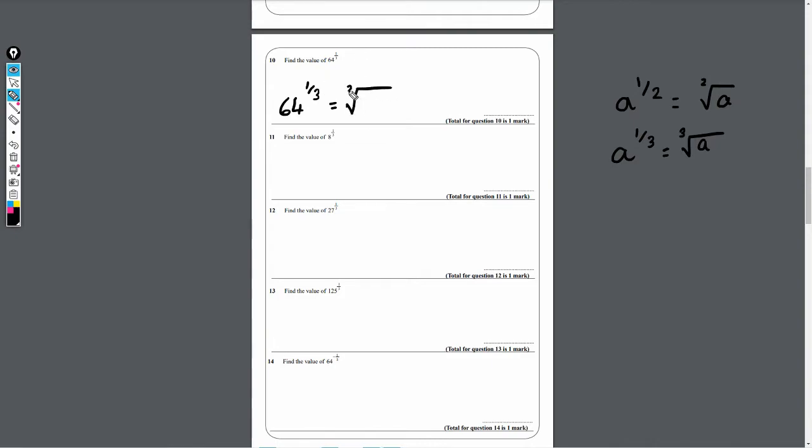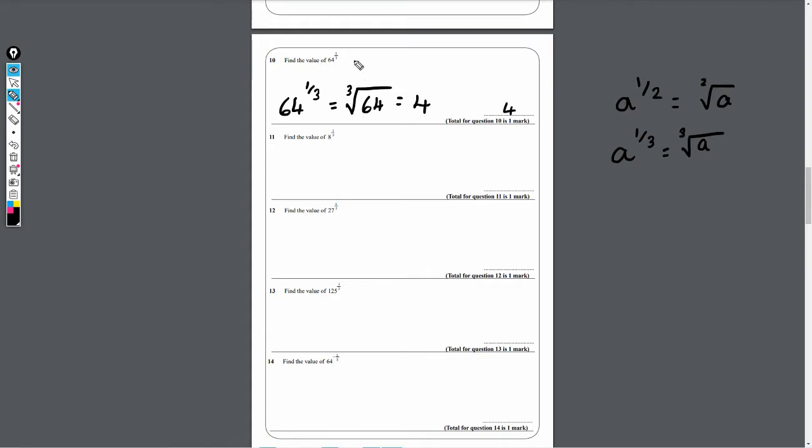What you'll find is once you get into a bit of a rhythm with these, they're really repetitive, quite annoying, but they're very quick once you get used to them. So the cube root of 64, what number do I times by itself 3 times to get 64? It'll simply be 4, right? So my final answer is 4.